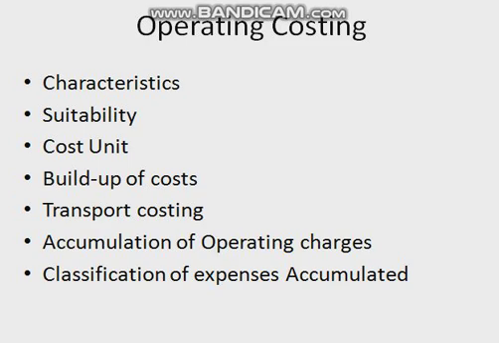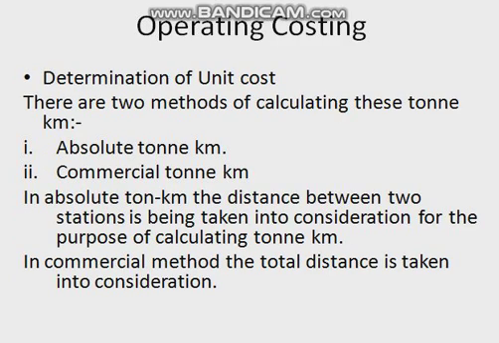So there are two methods of calculating these ton kilometers. First is absolute ton kilometer and second is commercial ton kilometer. Now what is absolute ton kilometer and what is commercial ton kilometer? In the absolute ton kilometer, the distance between two stations is taken into consideration for the purpose of calculating the kilometers. But in the commercial method, the total distance is taken into consideration. In the absolute method, the calculation is done on the basis of actual weight carried in transport, but in the commercial method, calculations are done on the basis of average weight into total distance covered.